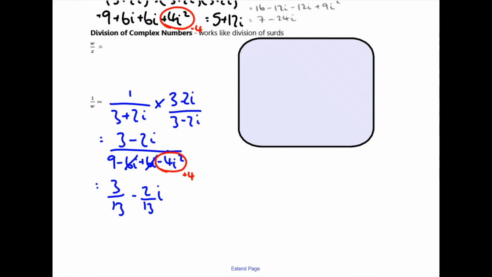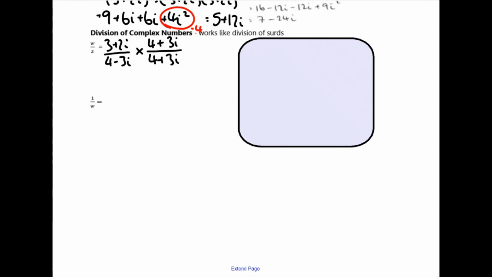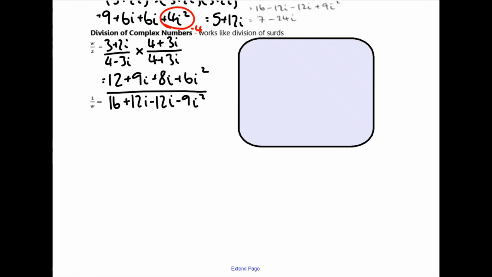For w over z, a little bit more work. So I've got 3 plus 2i over 4 minus 3i. Times in by the complex conjugate of z, on the top and bottom, it's 4 plus 3i. We're going to expand out the top and make a bit of room down here. So I get 12 plus 9i plus 8i plus 6i squared. And expand out the bottom, so 16 plus 12i minus 12i minus 9i squared.